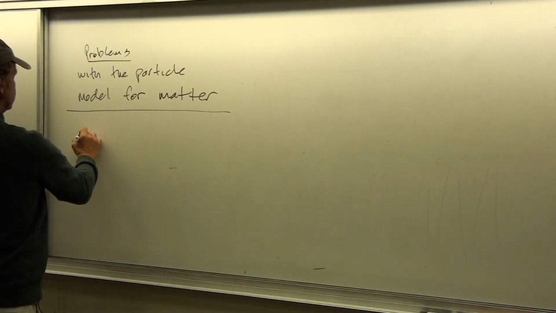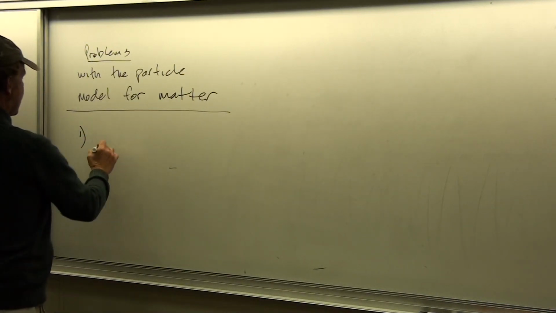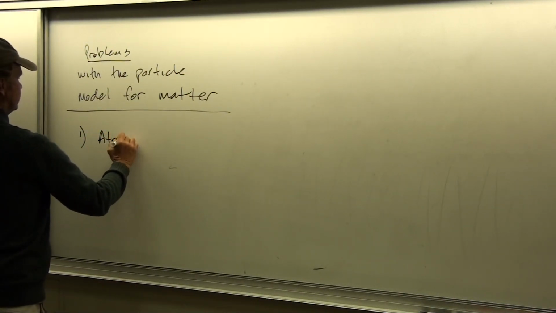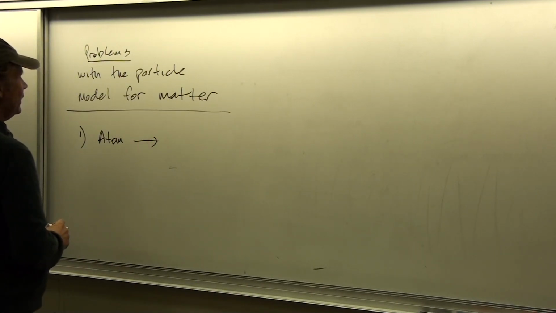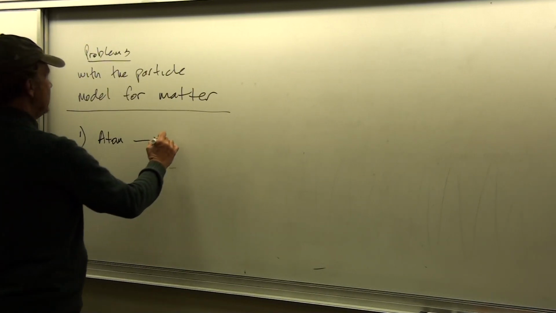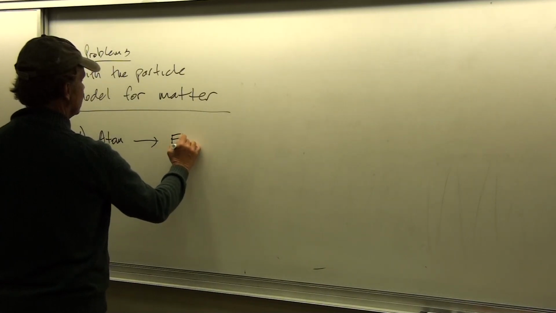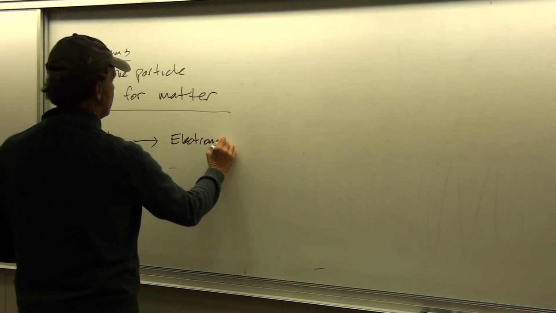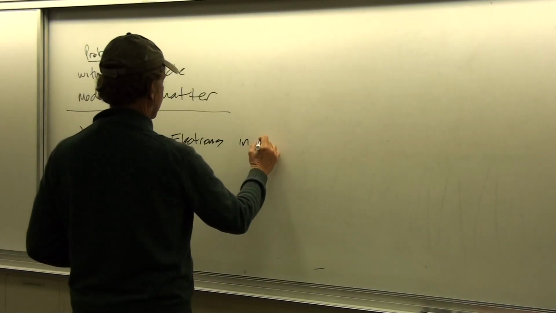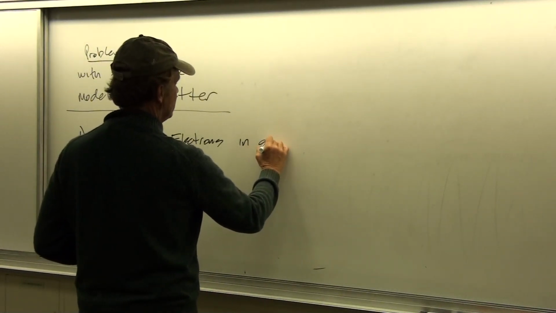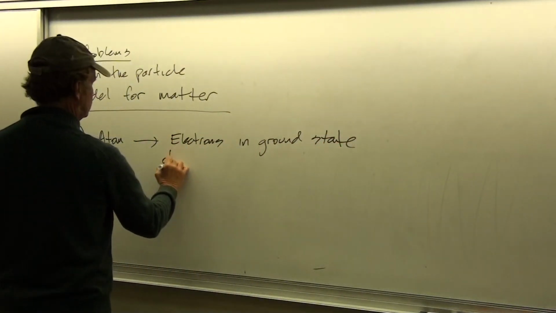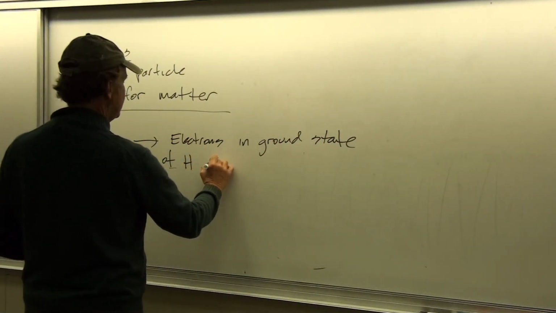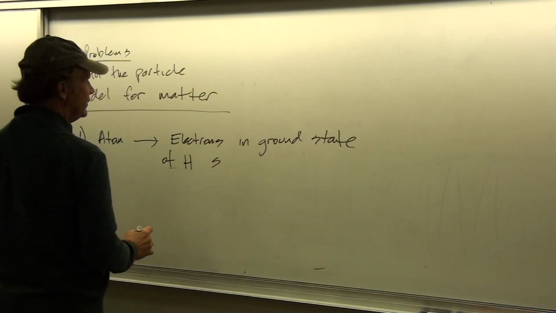First of all, in the atom, it's found that if you use the principles of electromagnetic waves for particles, the electrons in the ground state of, for example, hydrogen or any other atom, should radiate energy and fall into the nucleus.